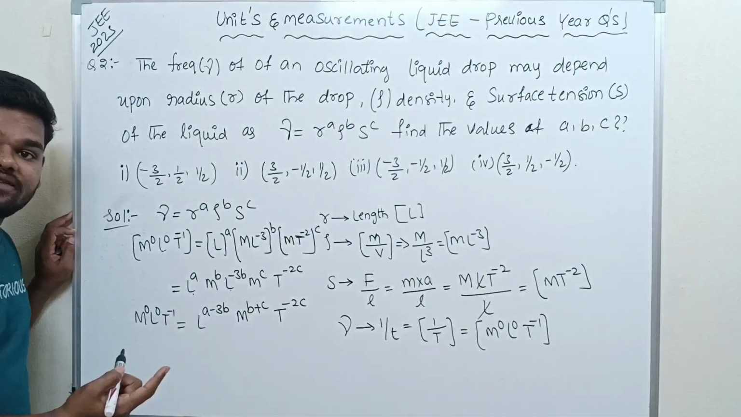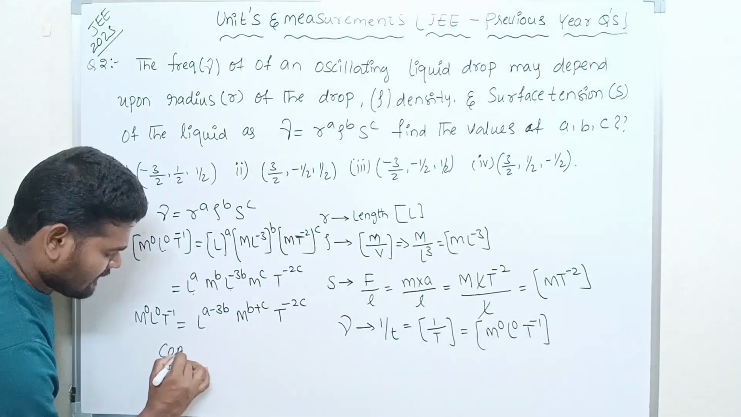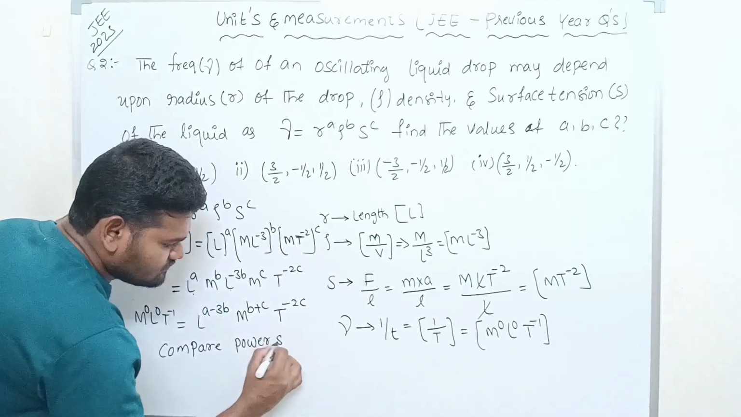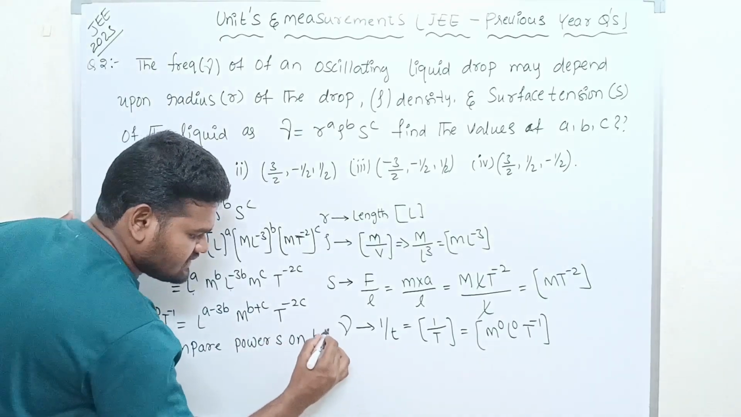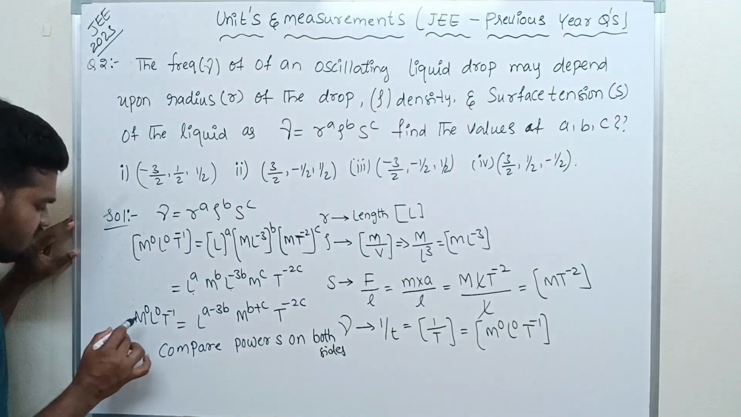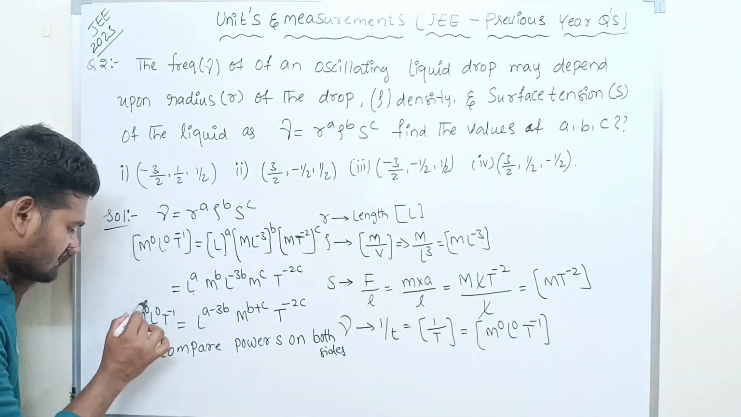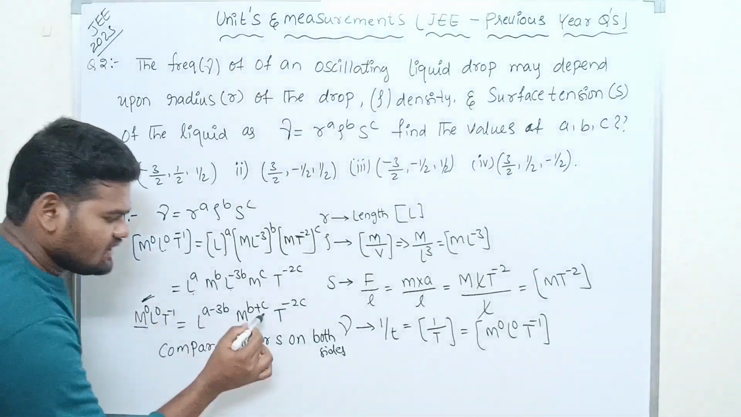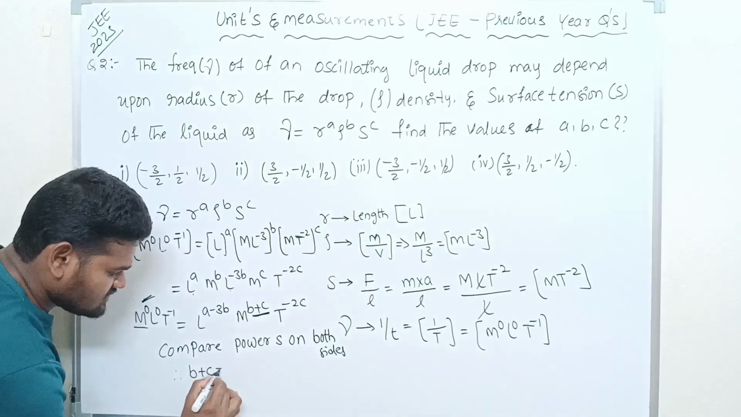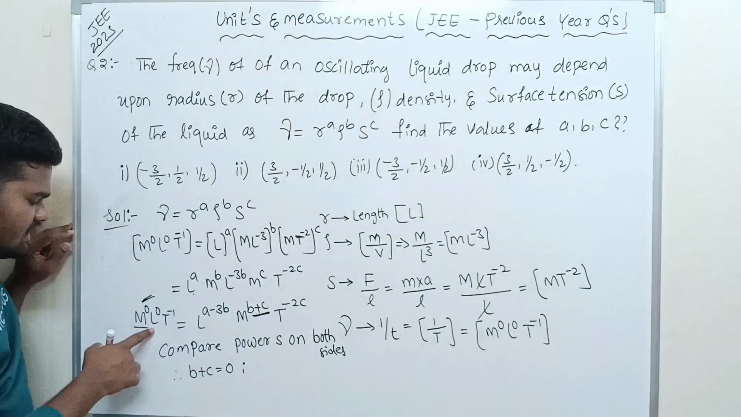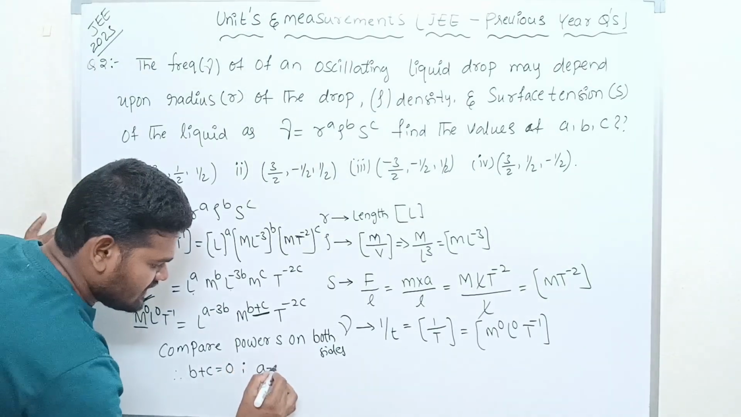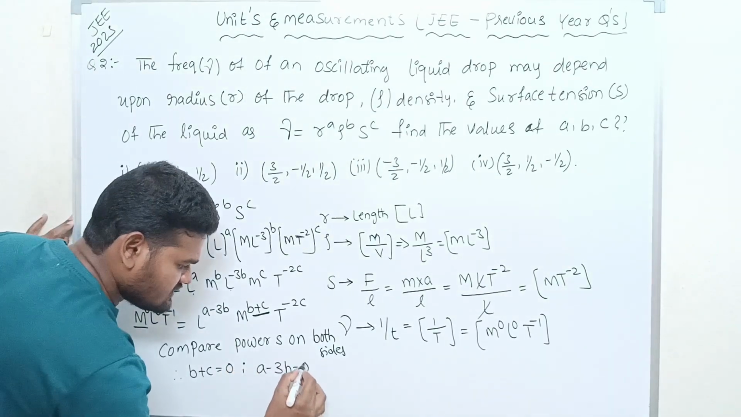Next, what we have to do? Compare powers on both sides. Have a look. Here M power 0 is there, here M power b plus c is there. Therefore, b plus c is equal to 0. Here L power 0 is there, here L power a minus 3b is there. So a minus 3b is equal to 0.